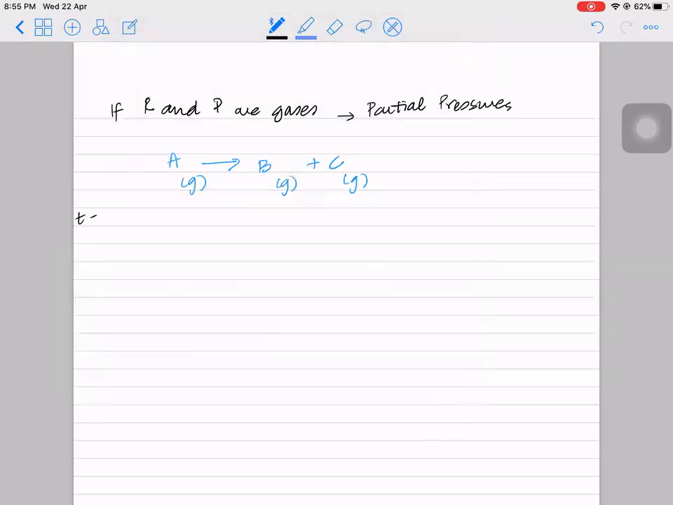Let's talk about at time 0. I'll call this the initial partial pressure of A, Pi ATM. The products, however, initially are not there, so this will be 0 ATM, and this will be 0 ATM. Let's talk about at time t, any value. Let me say this was X ATM. This was also X ATM. So this will be initial minus X ATM.